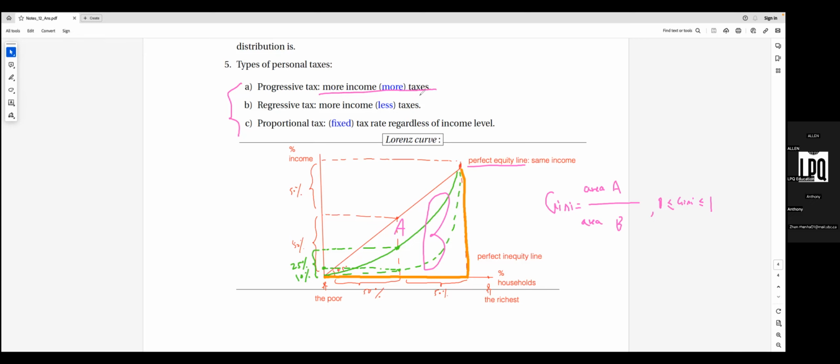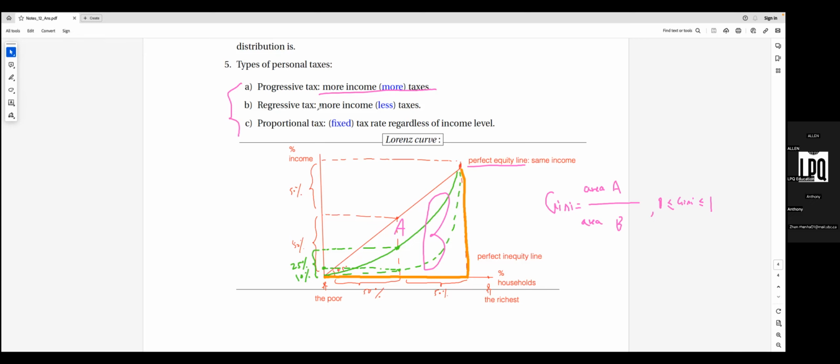Progressive tax means if you make more money, the tax rate for those extra or higher incomes will increase. So basically, the government collects more tax from higher income households and then transfers it to lower income households. So this is a kind of progressive tax system.